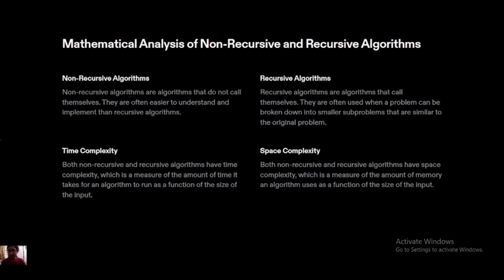problem. Time complexity. Both non-recursive and recursive algorithms have time complexity, which is a measure of the amount of time it takes for an algorithm to run as a function of the size of the input. Space complexity. Both non-recursive and recursive algorithms have space complexity, which is a measure of the amount of memory an algorithm uses as a function of the size of the input.